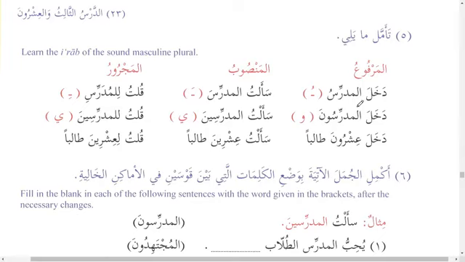Excellent. So when we say dakhal al-mudarrisu, it is a vowel, a haraka. So that means here it's marfu because of dhamma. When we say sa'altul mudarrisa, it is mansub, and here mudarris is mansub because of fatha. So we say this is marfu bil dhamma, mansub bil fath. And then we have majroor, qultu lil mudarrisi, I spoke to the teacher. So it is majroor bil kasra.